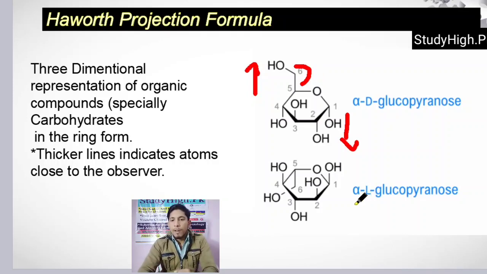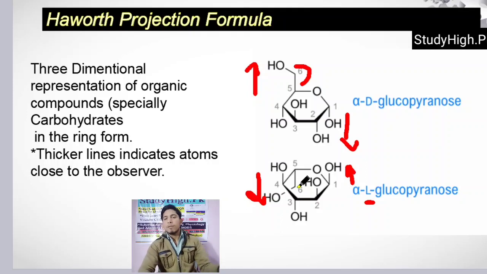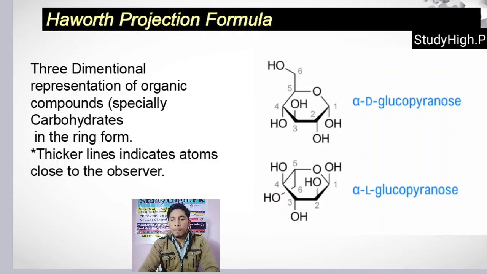Whereas in the L form, alpha L, the hydroxyl group on carbon 1 is projected upward, whereas carbon number 6 is projected downward. This is again alpha form because both are in trans form, but it is L form. Why L form? Because this carbon 6 shows that in the Fischer projection it is on the left side, and that's why when the Fischer projection is converted into ring form, it is projected inside of the ring. So in this way you can determine whether a ring is in alpha form or beta form.